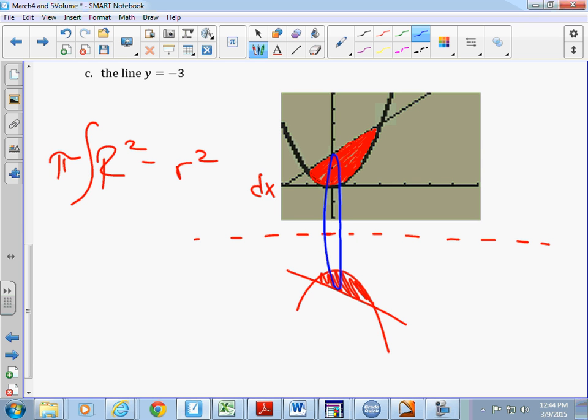So my big radius would be this line minus -3. That big radius would be this line minus -3. And that line was x plus 2.